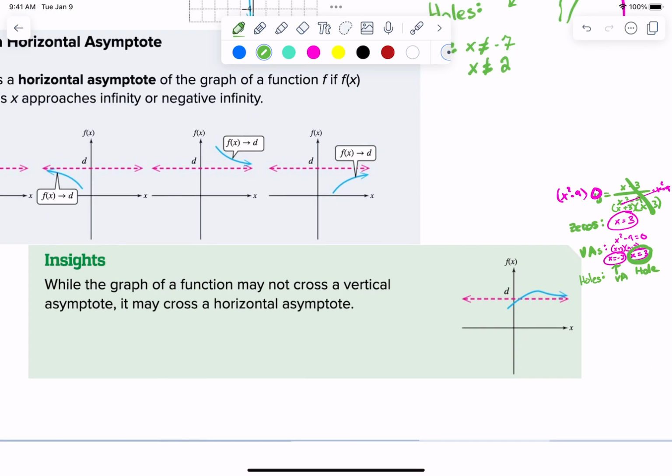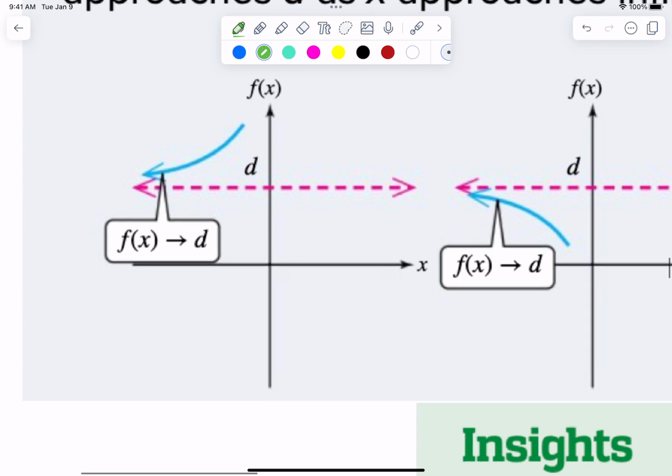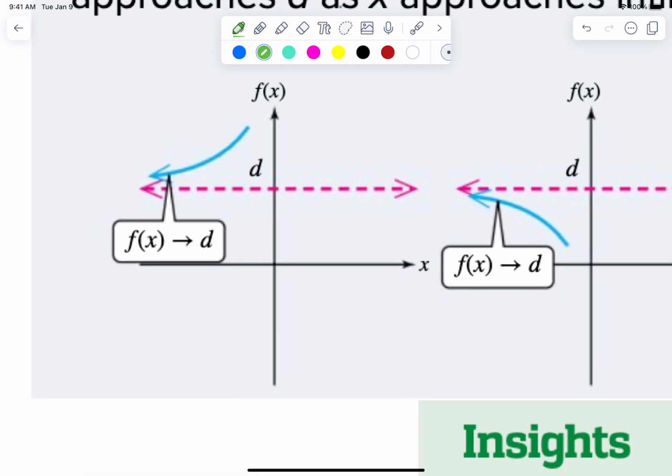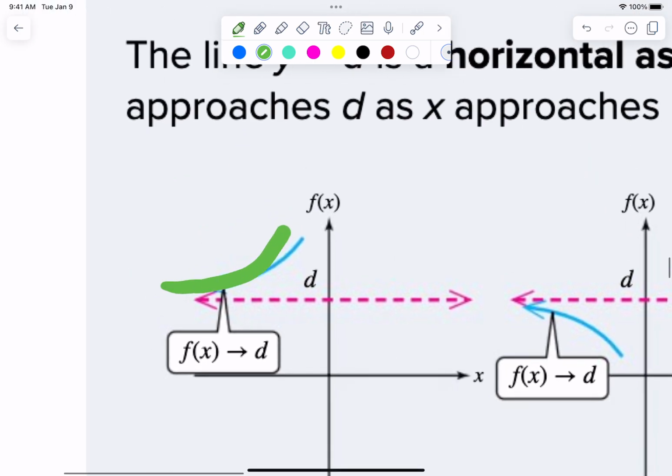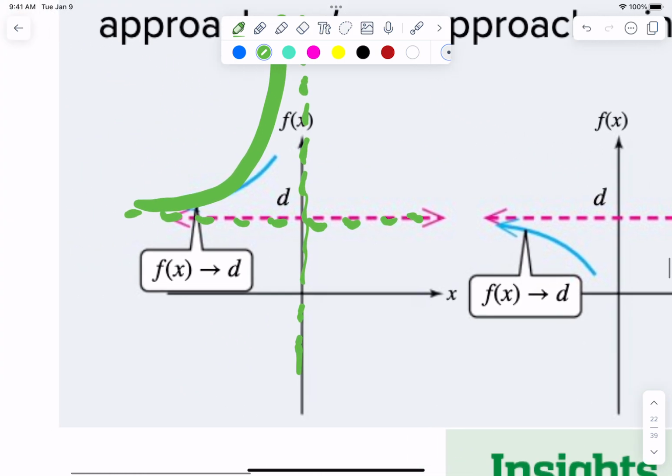Okay, good? All right. Next thing, we have horizontal asymptotes, which are the ones that go left and right. Most of these functions, these boomerang-y equations, have a vertical asymptote, and they also will have a horizontal asymptote. Now, common misconception. A lot of people think that if you have a horizontal asymptote, it means you cannot cross your horizontal asymptote, and that is false. Okay?